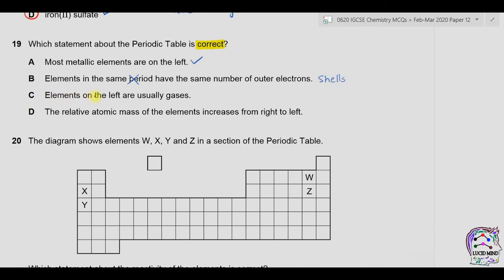C. Elements on the left are usually gases. We can see on the left we have metals, so therefore this is incorrect. D. The relative atomic mass of elements increase from right to left. This is wrong because the atomic masses increase from left to right in the periodic table. So correct option is A.